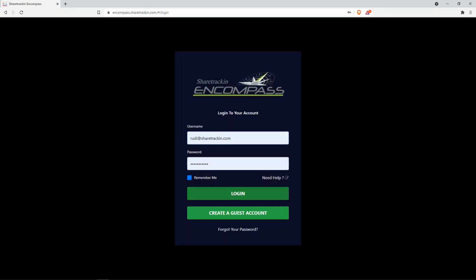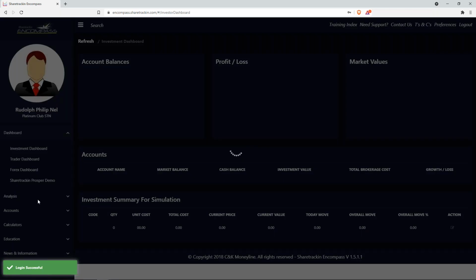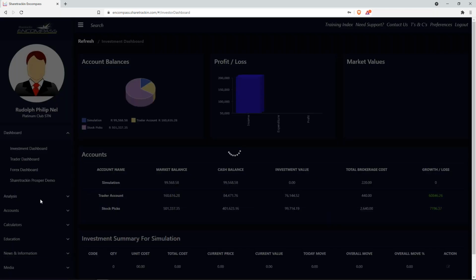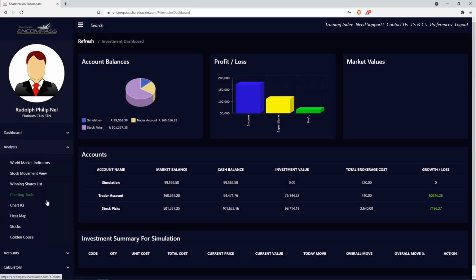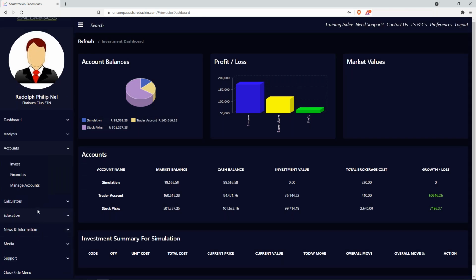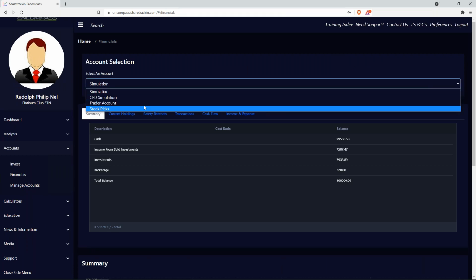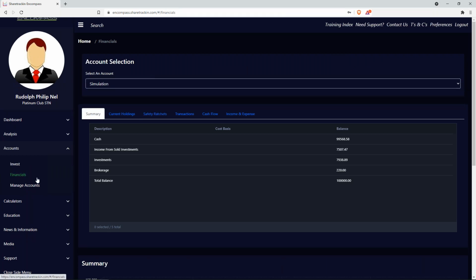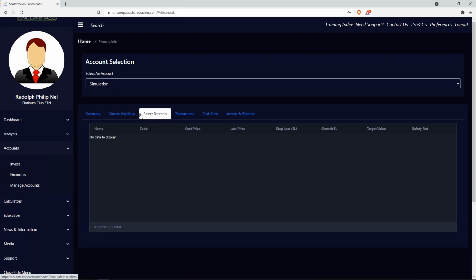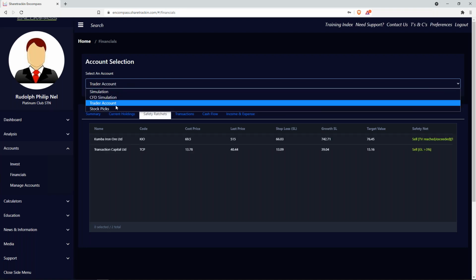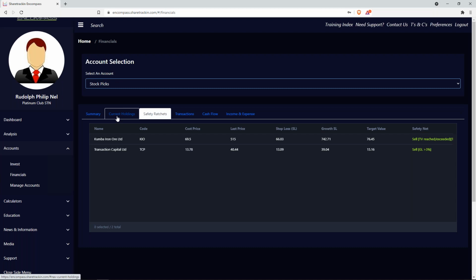Right, so let's just log in again. Okay, so we can go back to analysis. All right, sorry, accounts. Underneath accounts, you also find your financials. The financials is basically like your bookkeeper. Anything that you buy and sell on any one of your accounts would be on your financials. Underneath simulation will give me my current holdings and my safety ratchets for my shares. So let's take, for instance, the trader account. No, wait, let's take the stock picks one. It will show us a little bit more.